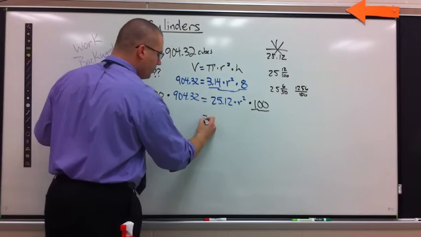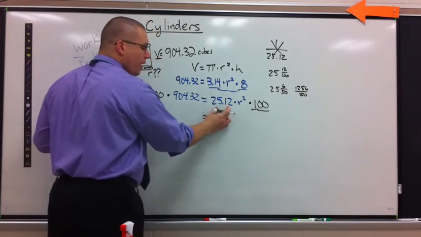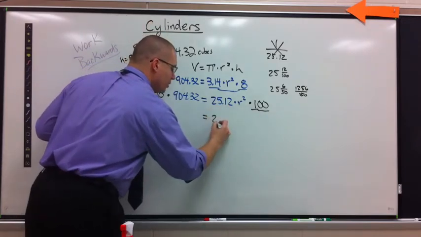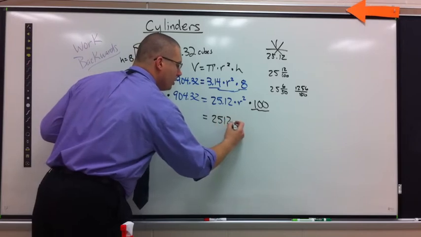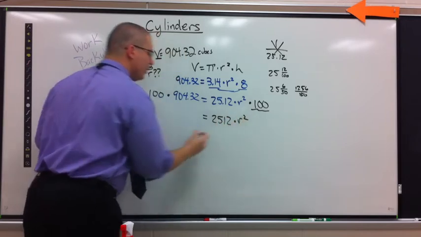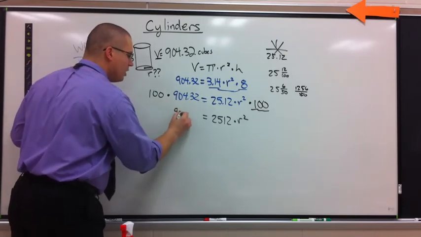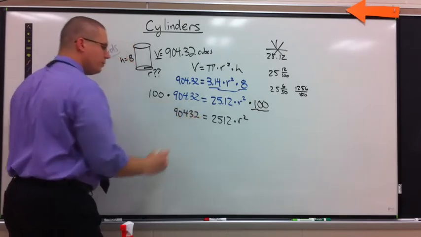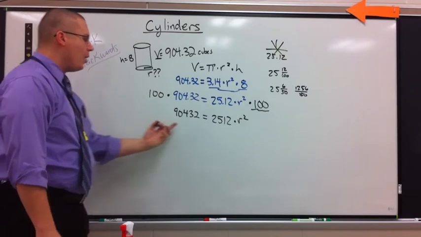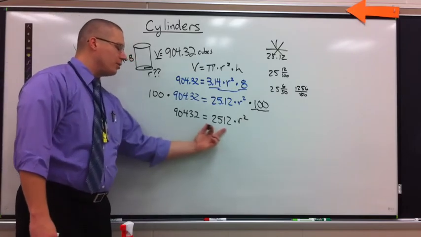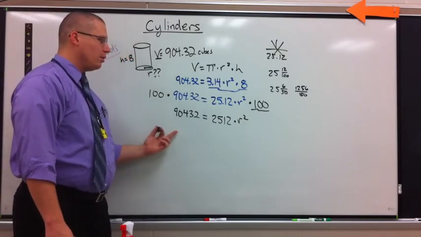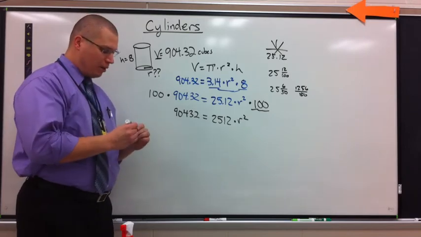25.12 times 100 is 2512 times r to the second. Multiply this by 100 is 90432. Now I have all whole numbers. Much better.